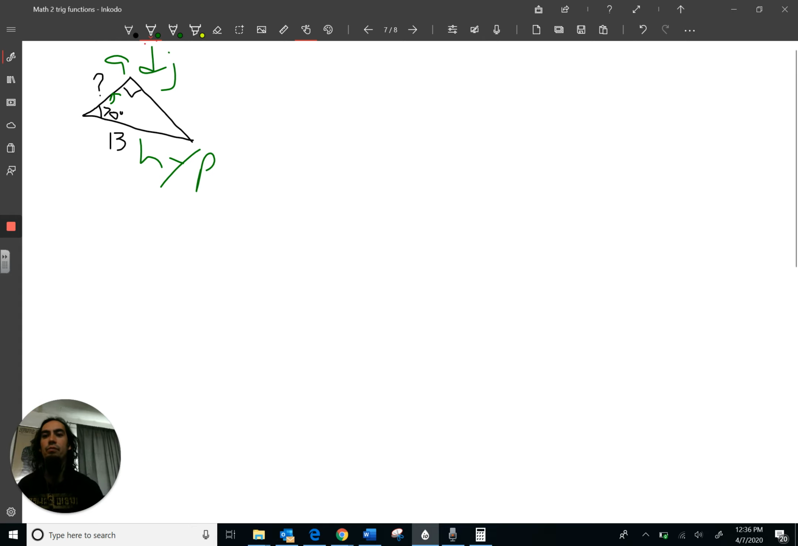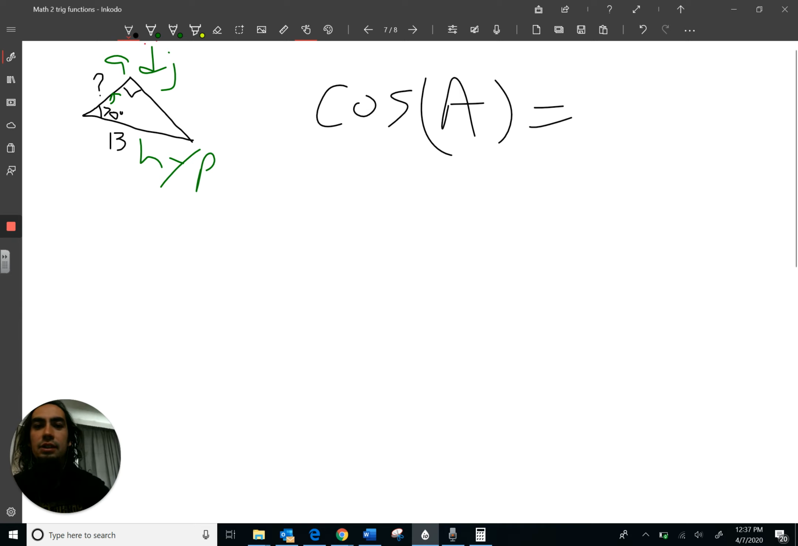Adjacent side. Perfect. And that's what we're looking for right here. We know the hypotenuse. We're looking for the adjacent side. Which trig function involves adjacent and hypotenuse? Well, if you said cosine, good. Cosine of an angle is equal to the adjacent side divided by the hypotenuse.